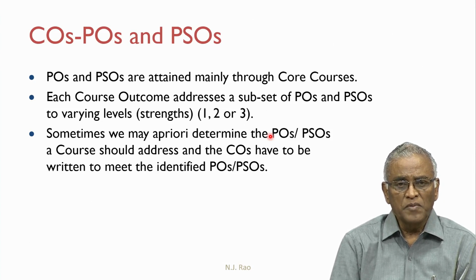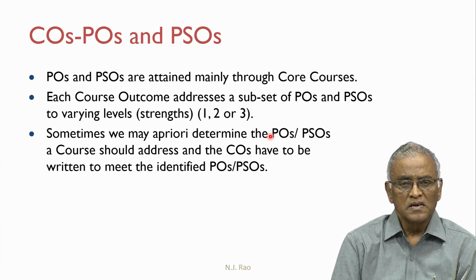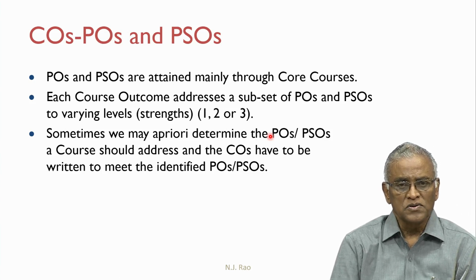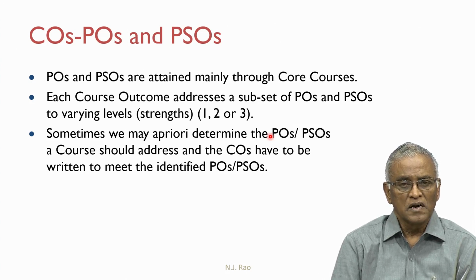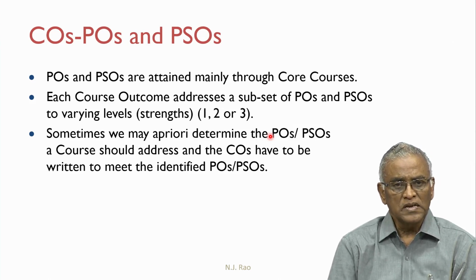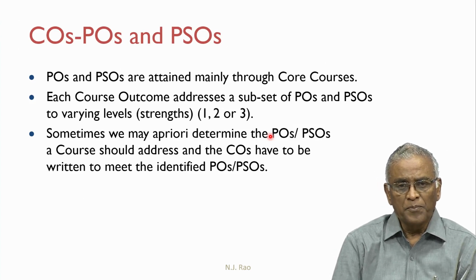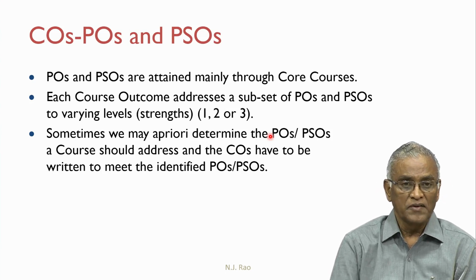In addition to this, when we do all this, we may find certain POs are not adequately addressed by the program. In that case, the department will have to look at all the core courses and decide a set of identified courses that will have to address whatever POs and PSOs we want to address. So, we may a priori determine the POs and PSOs a course should address, and the COs will have to be written to meet these identified POs and PSOs.